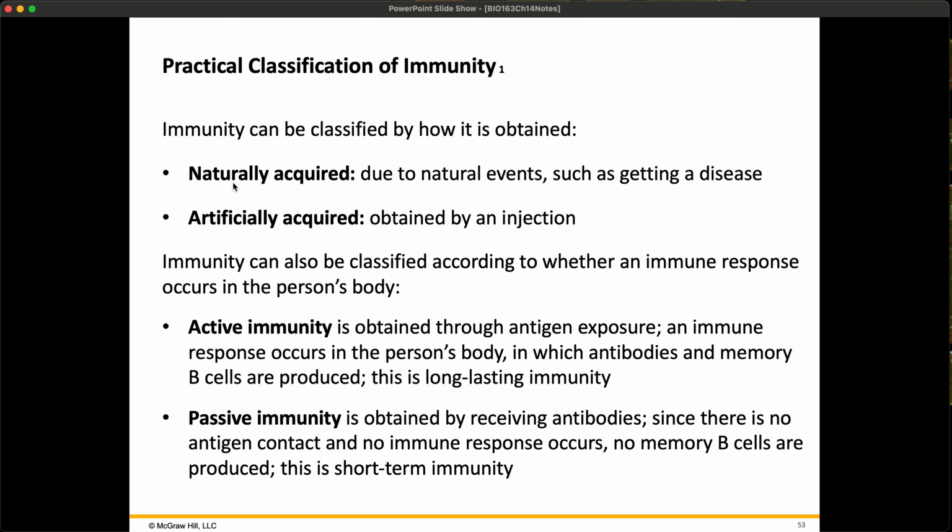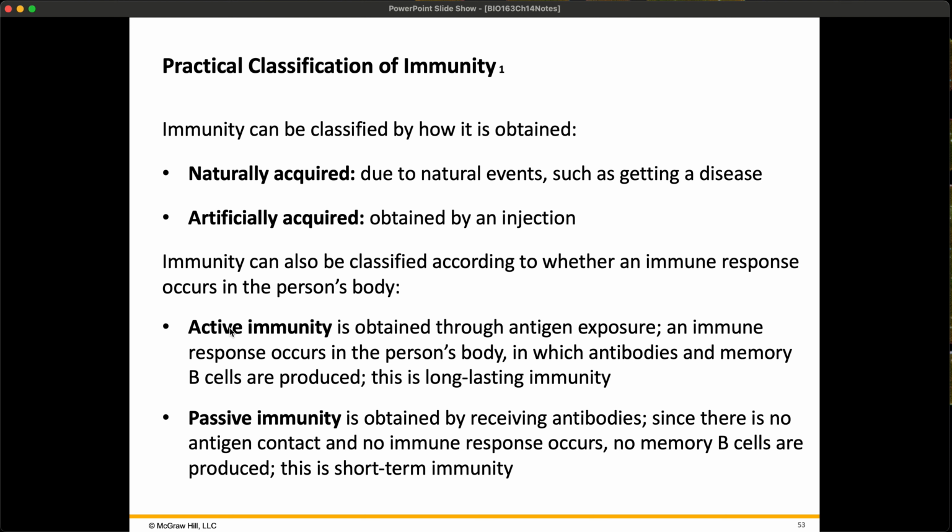Naturally acquired is when you're taking the bus and somebody coughs on you in your face and you're like, well, great, I just got sick. Or you go and lick a handrail and you just, natural events, you get sick that way. Artificially acquired is by getting an injection, by a vaccine or something.